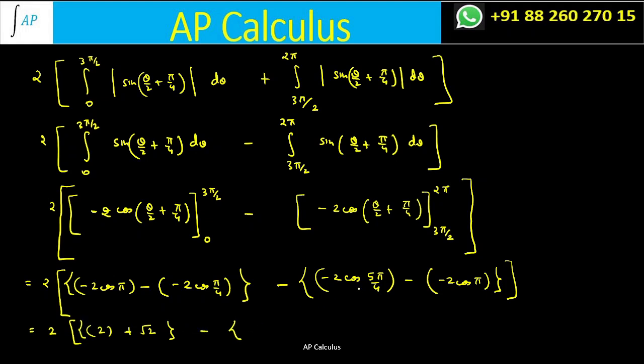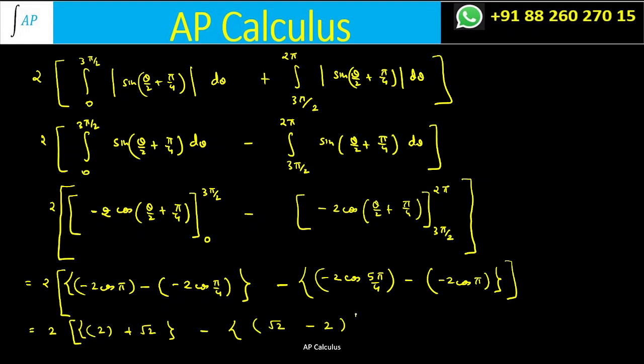Minus. Now cosine of 5 pi by 4 is minus 1 over root 2. So minus minus will become plus, so it will be plus root 2 over here. And then there is a minus. Cos pi is minus 1, so that will become minus 1 times minus 2, which will become plus 2. So it is like this.